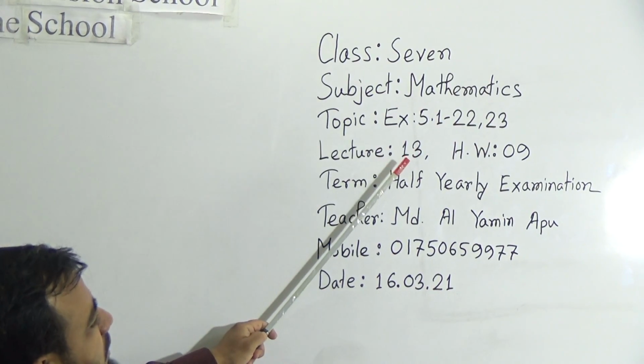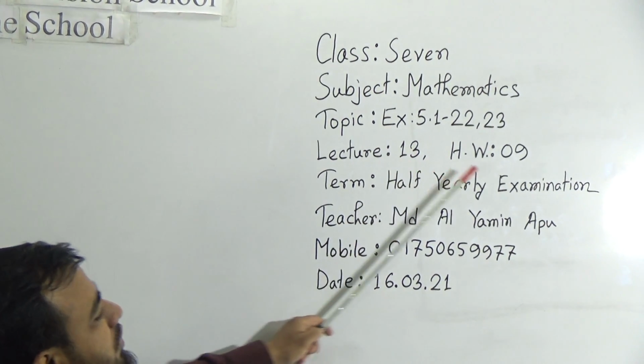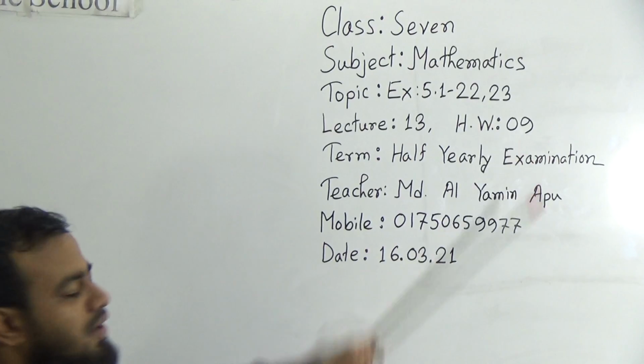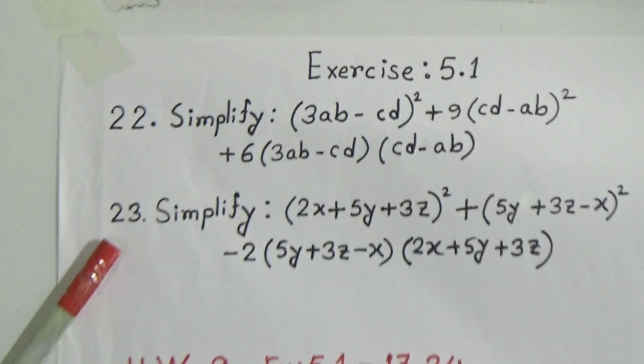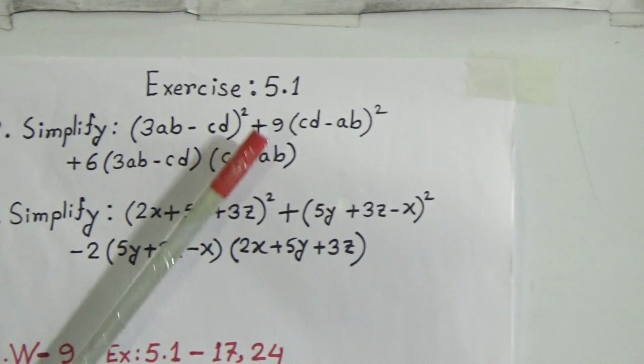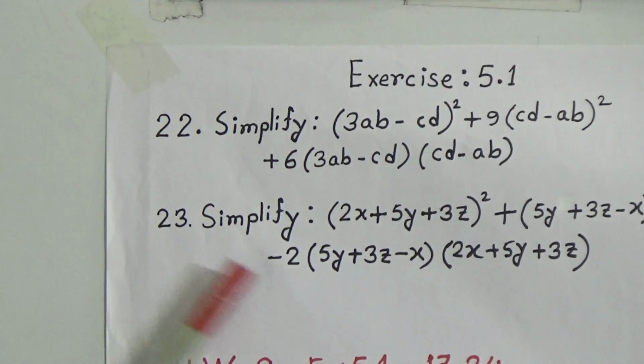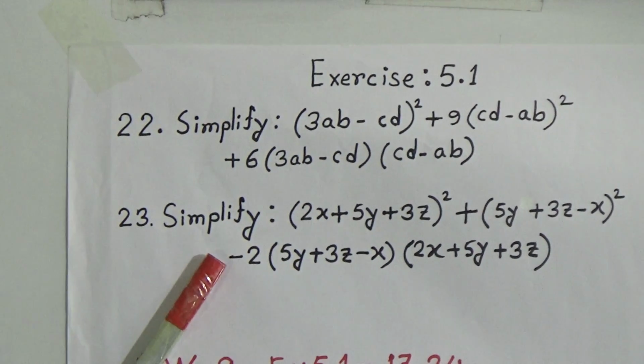Okay, our lecture number is 13 and your homework number is 9 for the half yearly examination. My dear students, we will solve inshallah question number 22 and question number 23. First of all, we will solve question number 23 from your exercise 5.1. Okay, 23 is, we need to simplify this one.